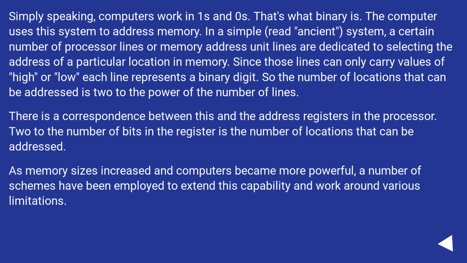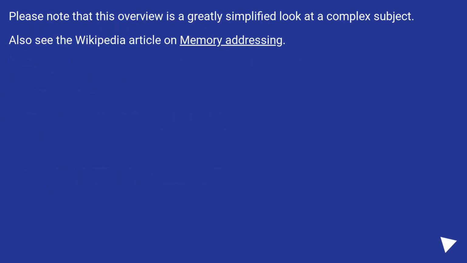There is a correspondence between this and the address registers in the processor. 2 to the number of bits in the register is the number of locations that can be addressed. As memory sizes increased and computers became more powerful, a number of schemes have been employed to extend this capability and work around various limitations. Please note that this overview is a greatly simplified look at a complex subject. Also see the Wikipedia article on memory addressing.